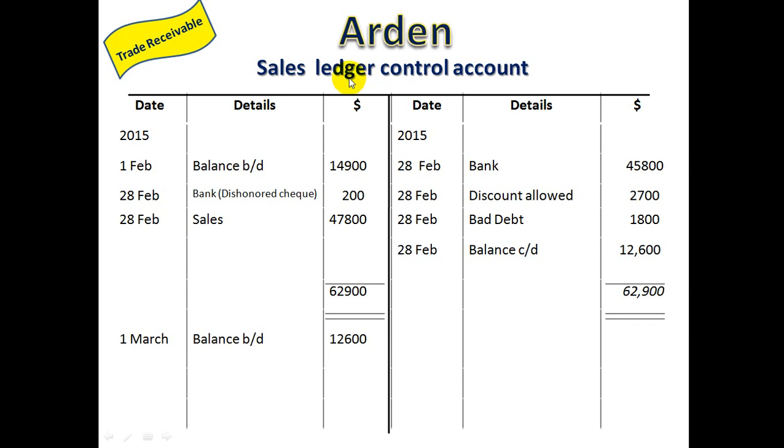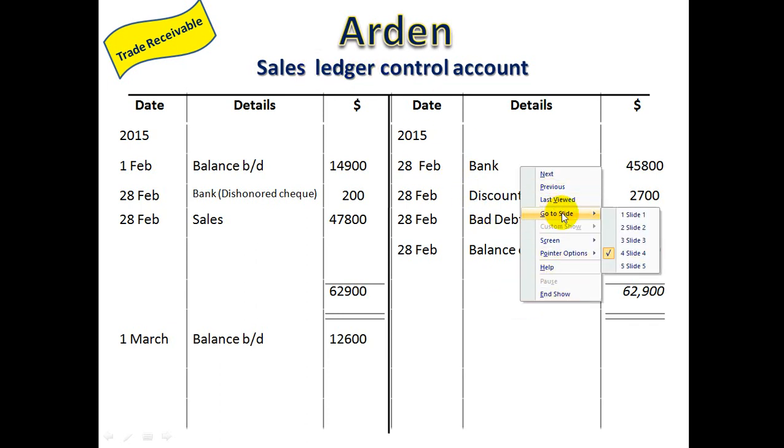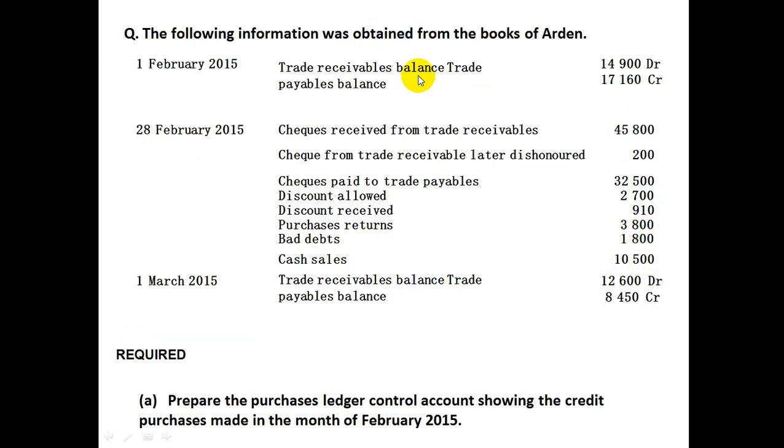They want us to prepare the sales ledger control account. In the question, they had given us details about the trade receivables. The opening balance will come in debit. Checks received from trade receivables will also come. Checks dishonored will also come. Discount allowed to customer. Bad debt. These all details will go in the trade receivable ledger.